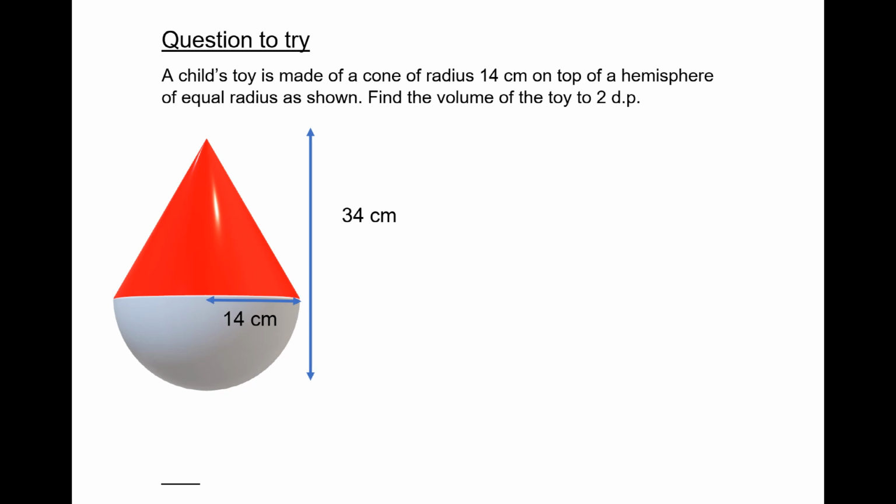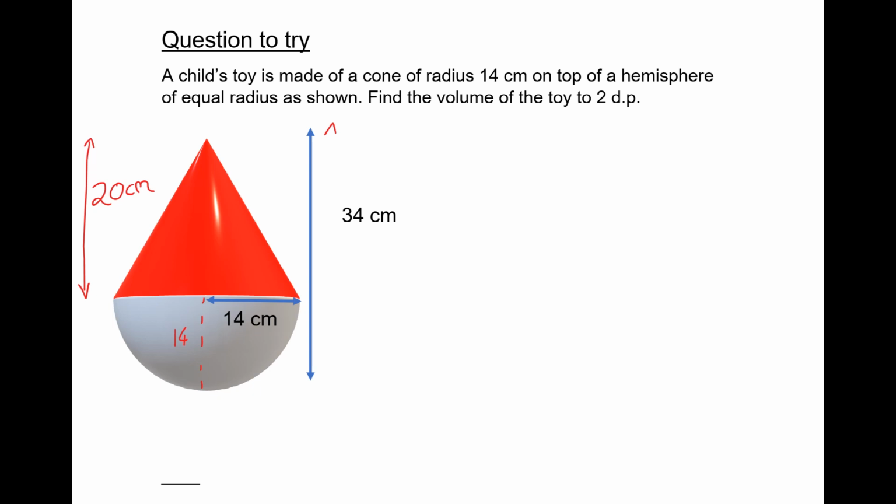Okay, let's go through the answer. Firstly, we need to work out what the height of the cone is. Well, we know that the radius of the hemisphere is 14. So to work out the height of the cone, we just need to do 34, which is the height of the entire toy, take away 14, which will give you 20. So the height of the cone is 20 centimeters.